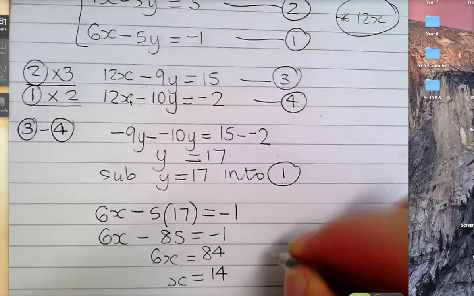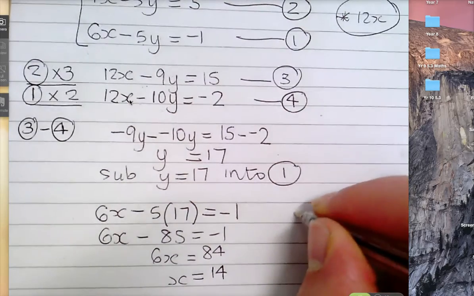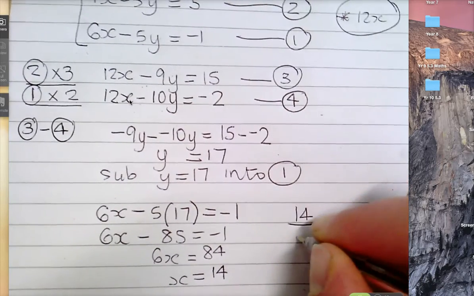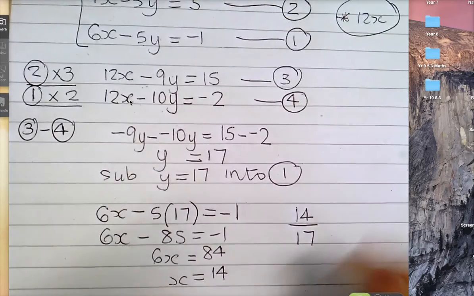Shh. It takes so long to do it. X is 14, Y is 17. Shh. Girls, so can you stop talking? So your answer is X is 14, Y is 17.